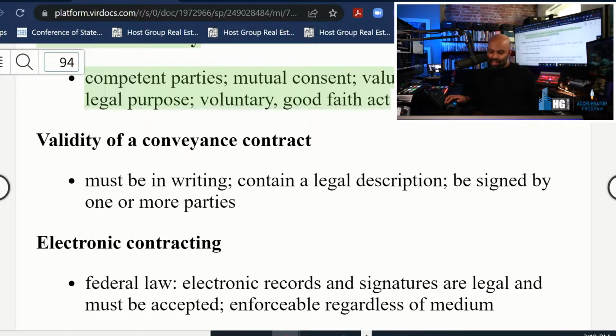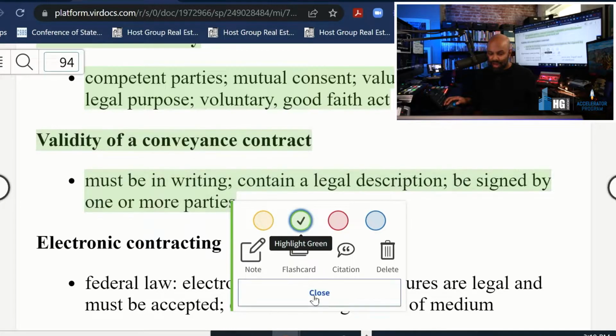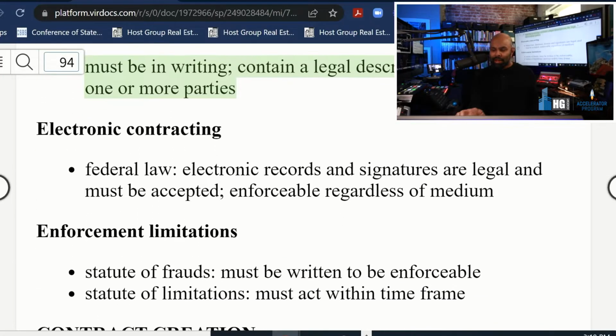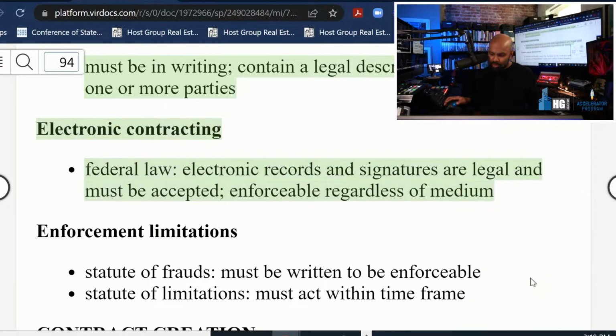The validity of conveyance contracts. Remember, conveyancing contracts is the sale contract that we were talking about. Number one, a real estate sales contract must be in writing and must contain a legal description, which is a description of the boundaries of a property. We'll learn about these specifically in another section. It must also be signed by one or both of the parties. This would make a conveyance contract valid. Then we learned about electronic contracting. There are two federal laws, the UETA and the E-SIGN law. These laws say electronic records and signatures are legal and must be accepted. They are enforceable regardless of medium. So electronic contracting is definitely something we talked about and something pretty popular.